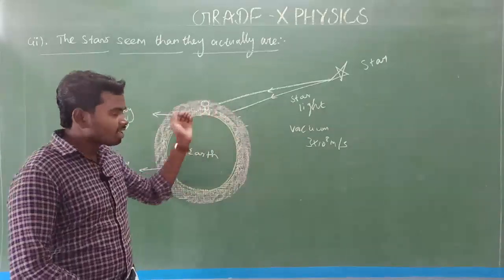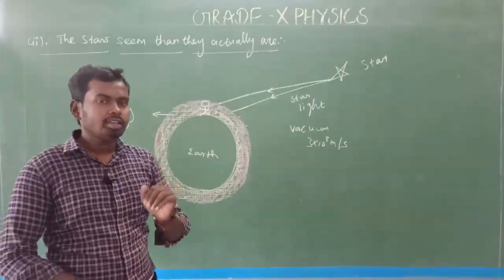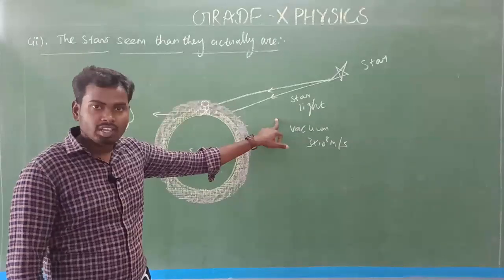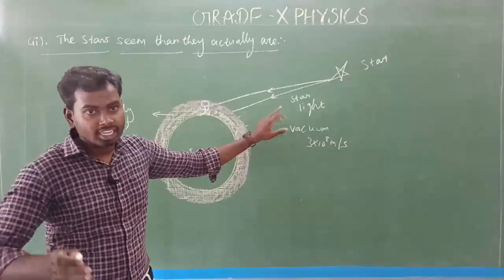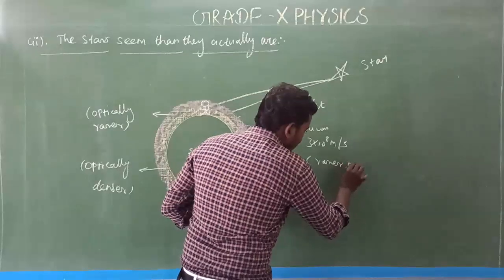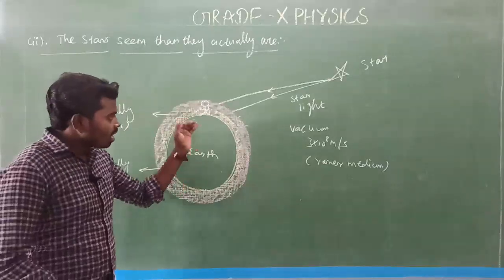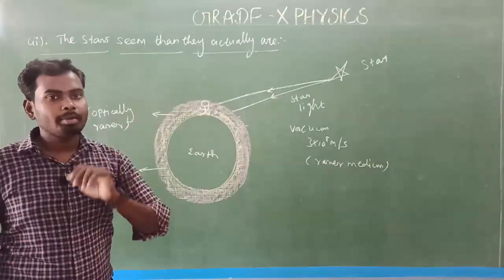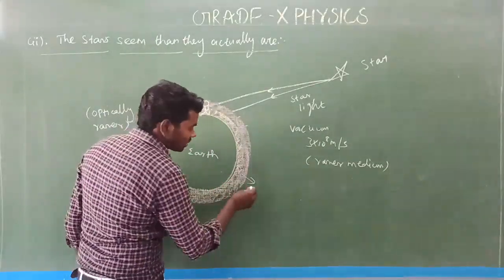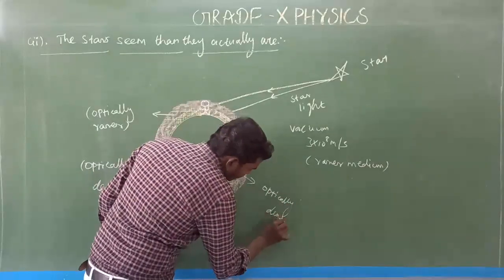So when a light ray enters the Earth's atmosphere, what will happen? The light speed will decrease. Am I right? Light speed will decrease because nothing is there in space, not even air particles. So space acts as an optically rare medium, whereas the atmosphere acts as an optically denser medium. I mean, this is the atmosphere. This atmosphere acts as an optically denser medium. Don't get confused.